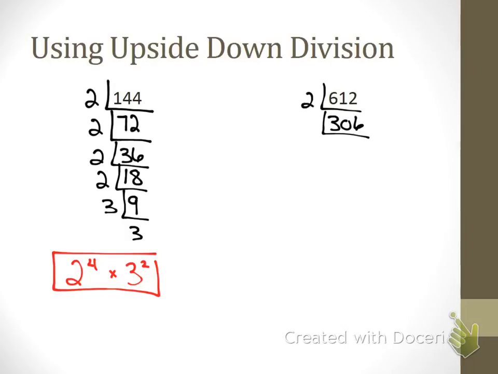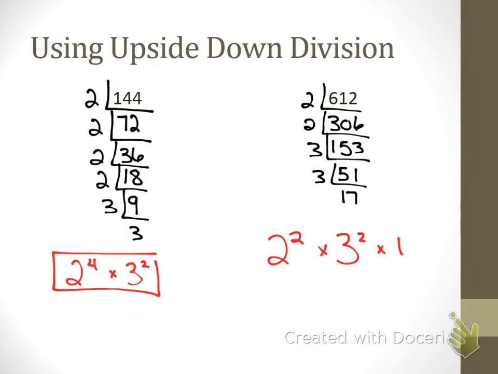2 goes into 612, 306. 2 goes into 306, 153. Oh, 2 doesn't go into 153, so I'm done? No, because a 3 goes into 153, 51 times. Is 51 prime? Nope. What goes into 51? 3 again. And then 17. Is 17 prime? Yes, it is. So I know that I'm done. 2 to the 2nd power times 3 to the 2nd power times 17.